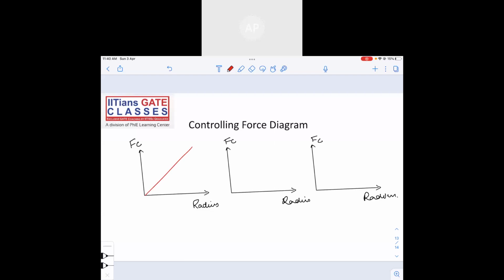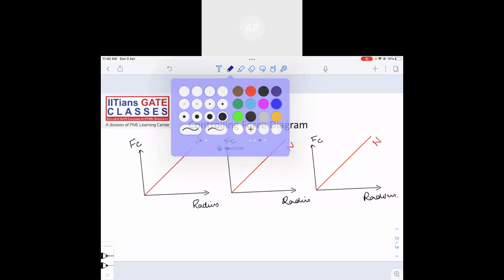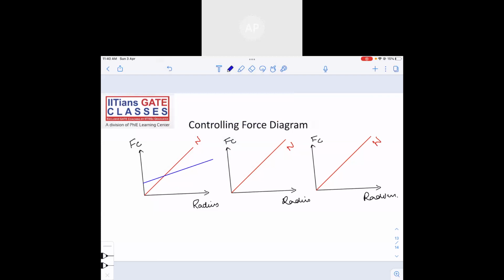This is the speed n, passing through the origin. Now for the controlling force diagram, there can be three possibilities. The controlling force diagram can be like this, coinciding with the speed curve. The controlling force diagram can be like this.